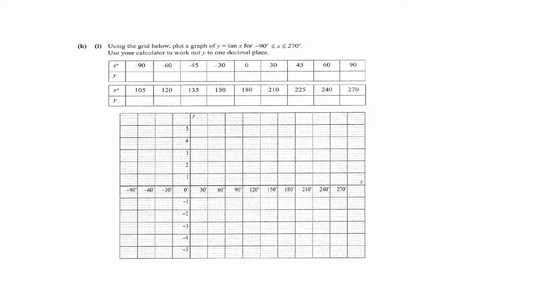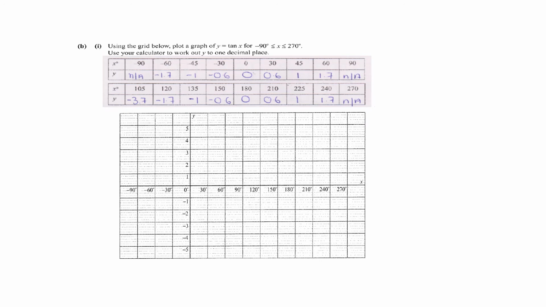So, part B, using the grid below, plot a graph of y is equal to tan of x for x between minus 90 and 270. Use your calculator to work out y to one decimal place. So putting that into the calculator, these are the values we should get. Notice that you won't be able to get a value of the tan of minus 90, the tan of 90, or the tan of 270. So that's really, really important. There is no function at that point. There is no value for y at that point.